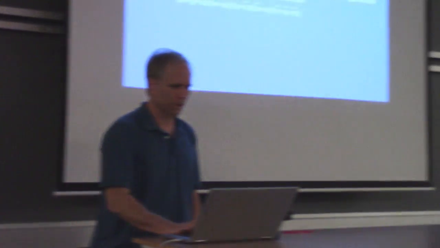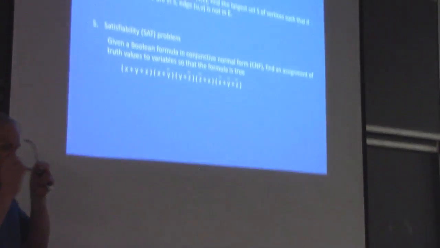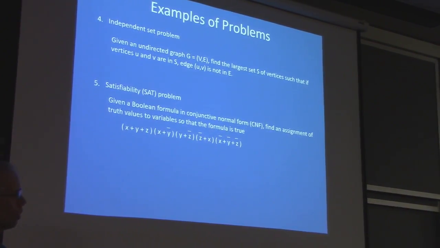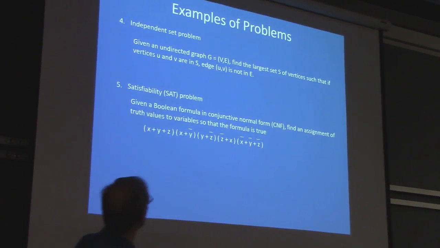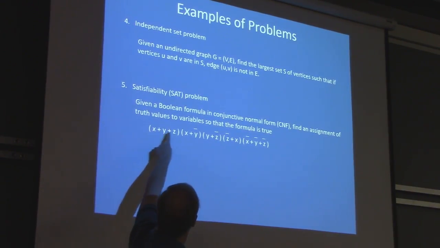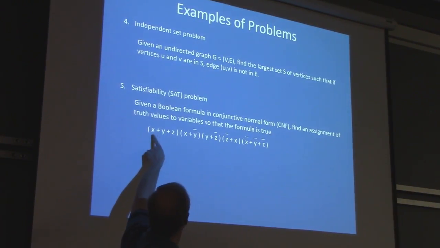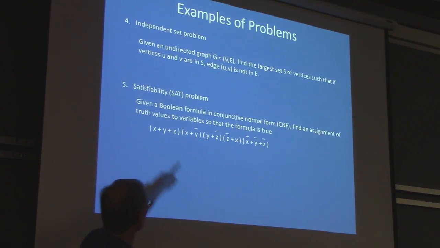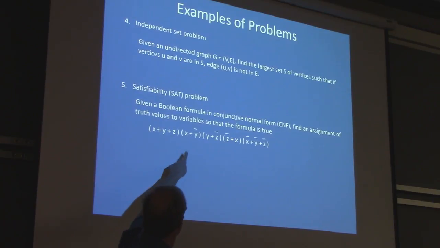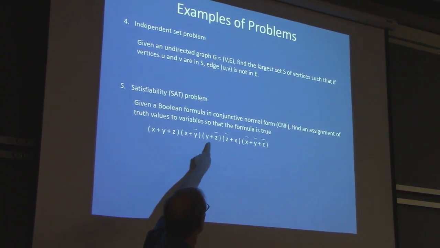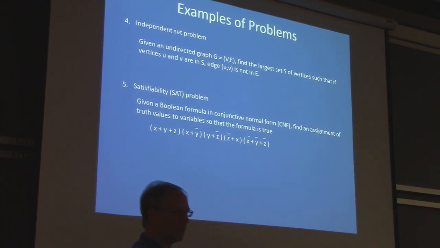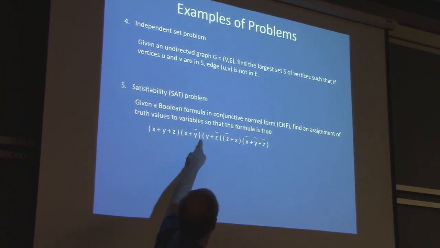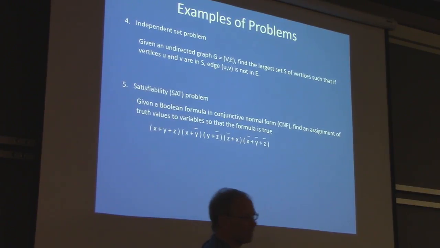Okay, let's look at another one here. Satisfiability problem. That's the general one. You're given a Boolean formula in conjunctive normal form. Conjunctive normal form means pluses, or ors. So this means x or y or z. X and y are Boolean variables, so they can be true or false. X or y or z, this is x or not y, this is y or not z, and so on. And then they're anded together. So it's this, and this, and this, and this, and that.